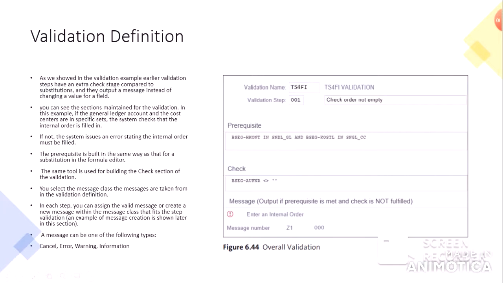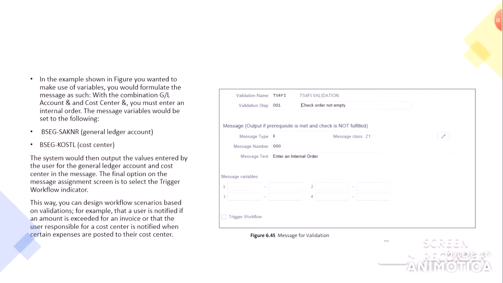In the example shown in the figure, if you wanted to make use of variables, you would formulate the message as such: with the combination GL account and cost center, you must enter an internal order. The message variables would be set to the following: general ledger account and the cost center. The system would then output the values entered by the user for the general ledger account and cost center in the message.